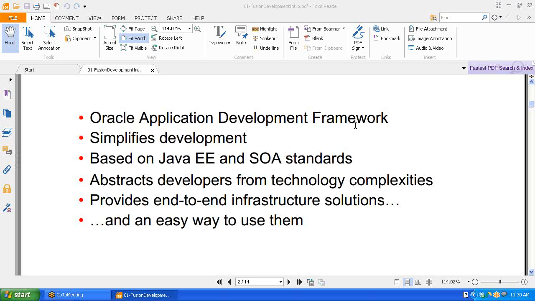Okay, so we'll do one thing. Today, do you want me to give a demo, a brief overview of ADF and all? Yeah, just give me a brief overview so that I will get an idea of what is what.